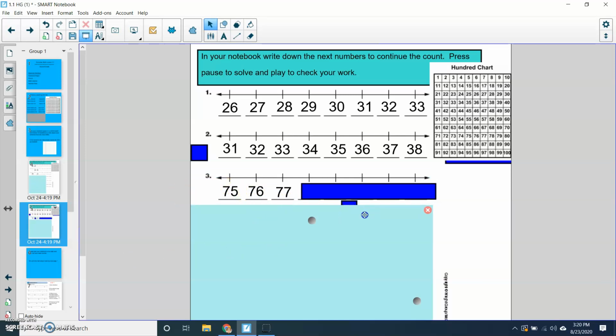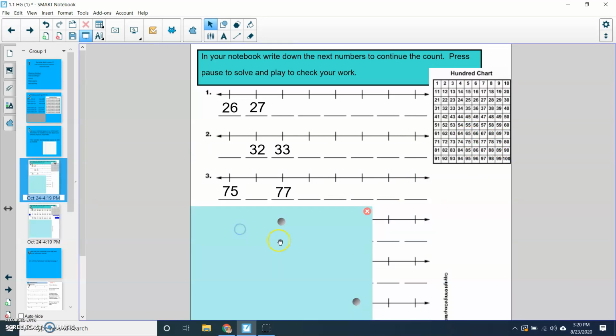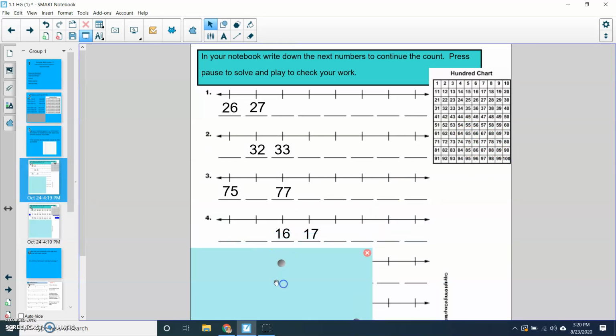After 75, we would have 76. They gave us 77, then we would have 78, 79, 80, 81, 82. And again, if you want to use the 100 chart or the number grid on the side, please feel free to do so. The next one we'll practice, we have two numbers before that are missing, and then we have the numbers 16, 17, and then fill in the missing 4 after. Press pause and then play to hear the answer.